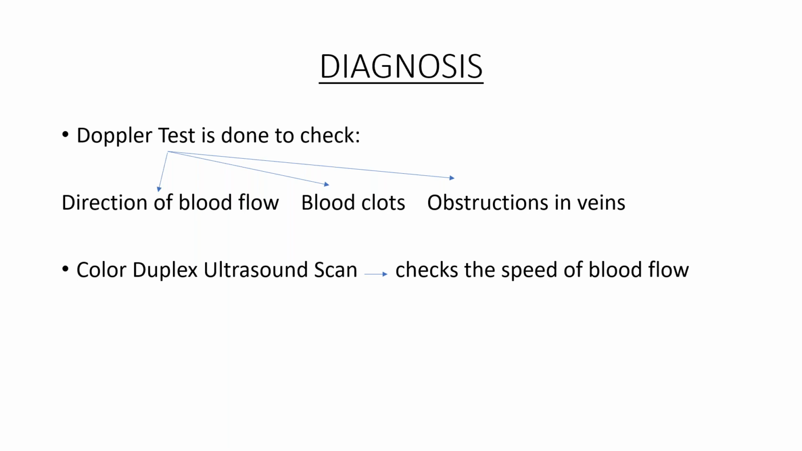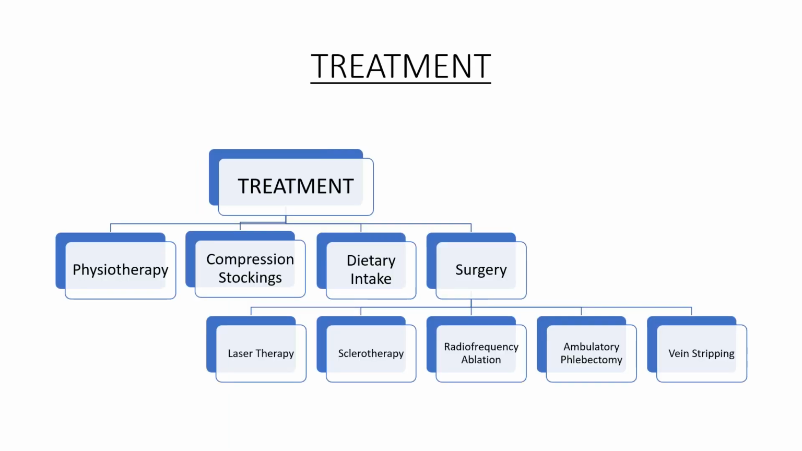Okay, कोई हाइफन डू टेस्ट नहीं है, सिंपल अल्ट्रासाउंड स्कैन करेंगे, अल्ट्रासाउंड से पता लग जाएगा क्या क्या. Let's talk about number 1 is Doppler test. Through Doppler test, one can check the direction of the blood flow, the blood clots, and the obstruction in the veins. There's number 2 test, that is color duplex ultrasound scan, through which one can check the speed of the blood flow. All right, now let's talk about the treatment.